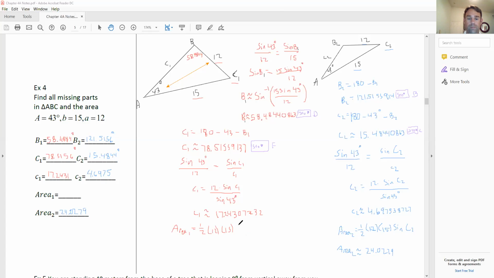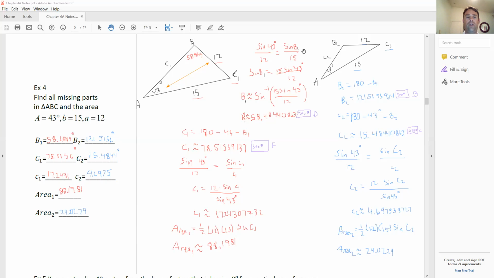Sine of C1. For that, C1 for me is letter F, but still. And so the area then would be 88.1981. All right. Good deal, friends. Good deal.